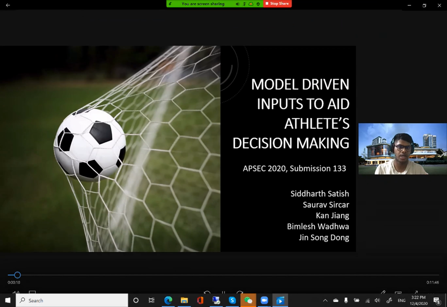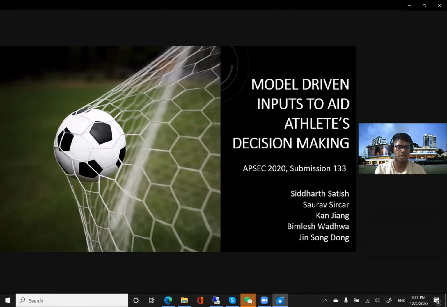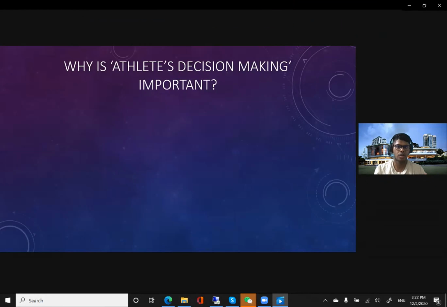And we will be co-presenting our paper titled Model-Driven Inputs to Aid Athletes' Decision-Making in the Field of Soccer. Let us look at why it is important for athletes to make the right decision during a game of soccer.